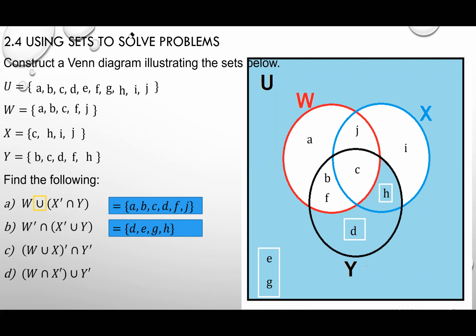Is that making sense? Yes. I'm a little confused.